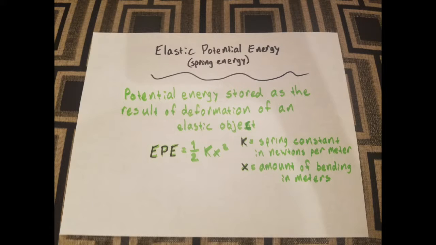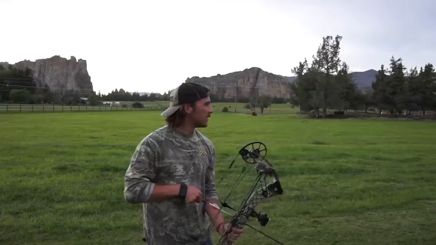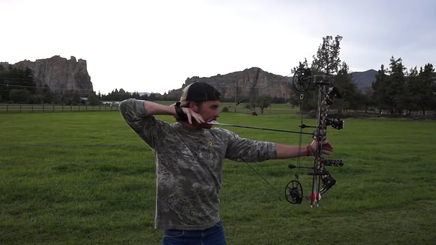The last thing I'm going to talk about is elastic potential energy or spring energy, and that's the potential energy stored as the result of deformation in an elastic object. And the equation for that is 1/2 kx squared, and k is the constant in newtons per meter, and x is the amount of bending in meters. Here you'll see a guy pulls back his bowstring, which builds up elastic energy, which can then be released as kinetic energy in the arrow.